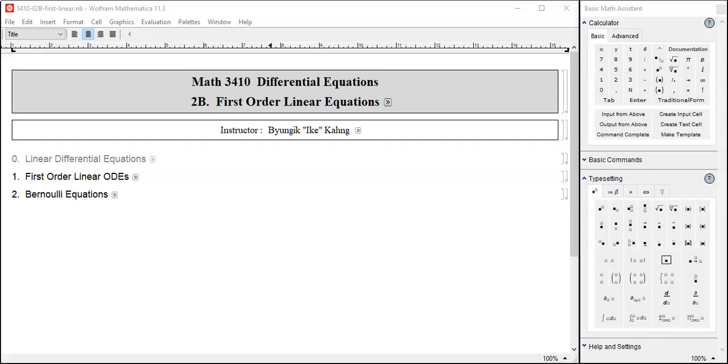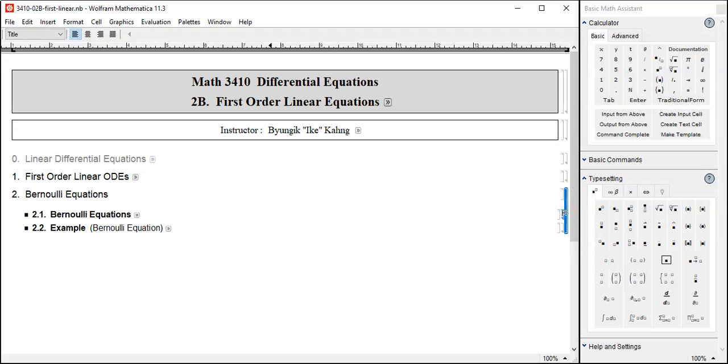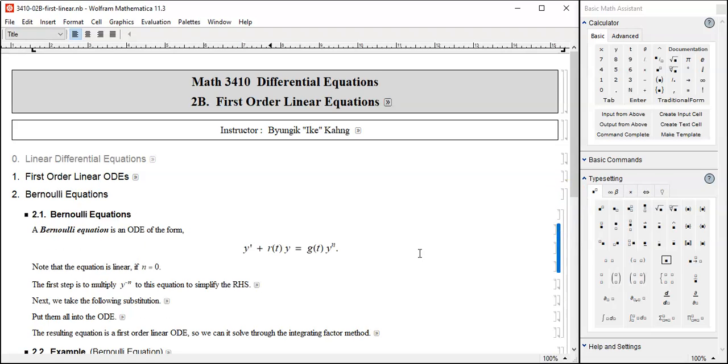Hello students, the next topic is the Bernoulli equation. A Bernoulli equation is a nonlinear equation that looks like this: y prime plus r y, so far so good, but we have y to the nth power here. When n is 0, this is linear, but when n is non-zero, now we have a Bernoulli equation. And this kind of equation can be reduced into a linear equation through an appropriate substitution.